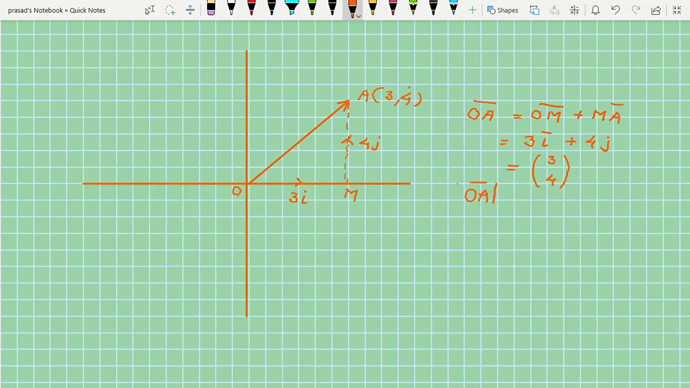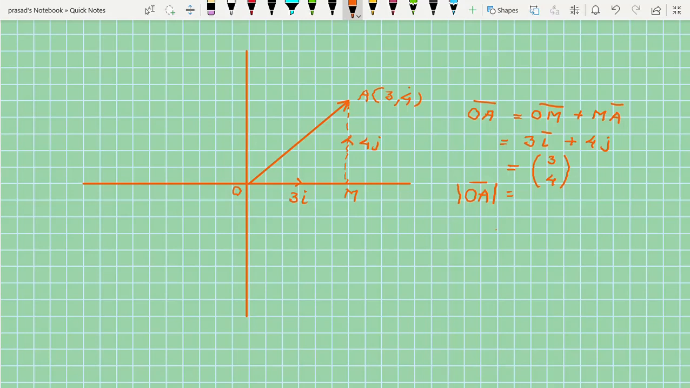Any vector will be expressed in terms of its magnitude and direction. Direction will be given by the angle. Angle can be expressed in different ways, either made with the positive x direction or positive y direction or even as a bearing. Now, to find out the magnitude of vector OA, I will use the Pythagoras theorem.